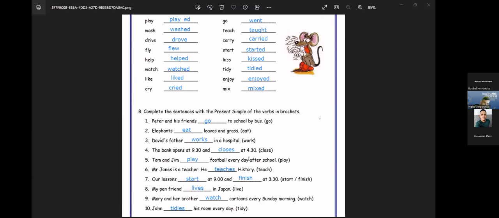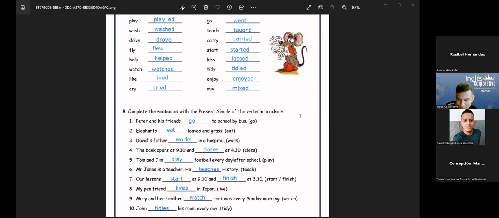Play va unido, pero era en presente simple, pero como no estaba la indicación. Ah, perdón. Fue mi culpa. Bueno, supongamos que estábamos en pasado.